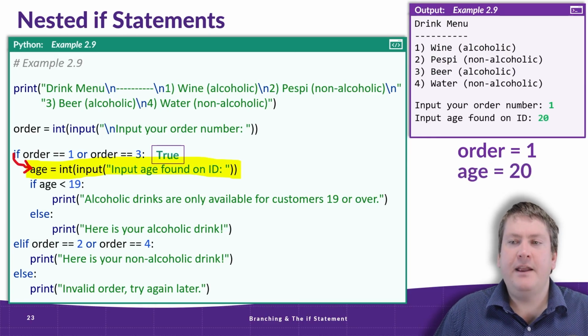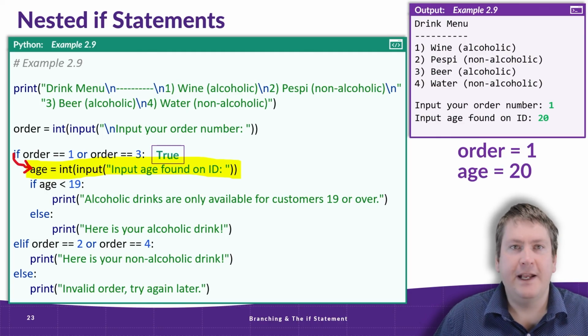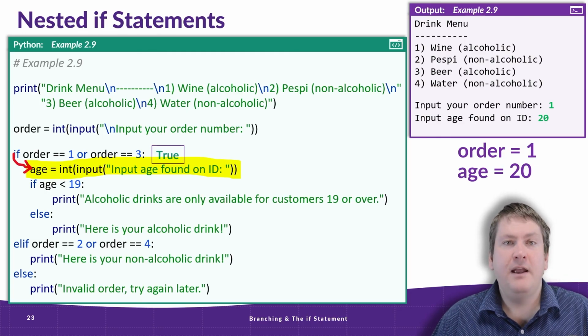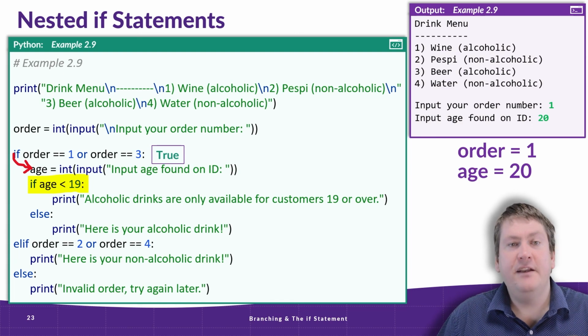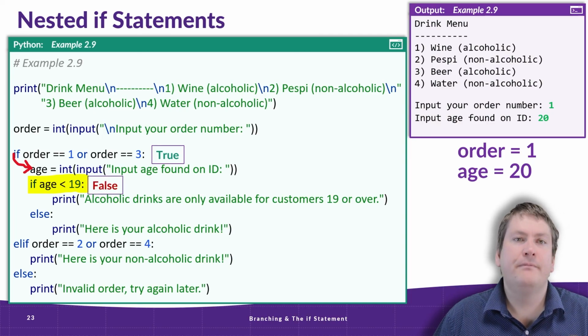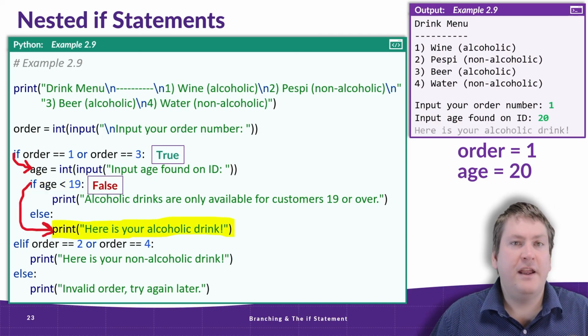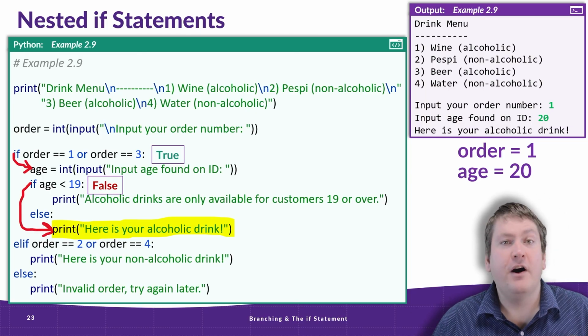So the first line is age equals int input age found on ID. So we're getting input from the user, and we're going to turn that into an integer value. Let's pretend that they input 20, so that means they're an adult. The next line is checking, is age less than 19? So 20 is not less than 19, so this would be false. So that means we don't enter this block. Instead, we jump to the else, which is printing, here's your alcoholic drink.